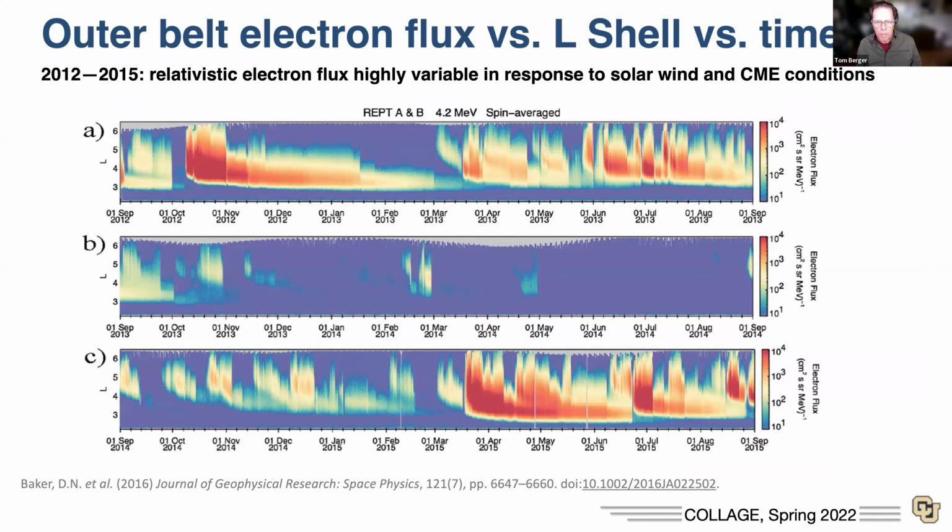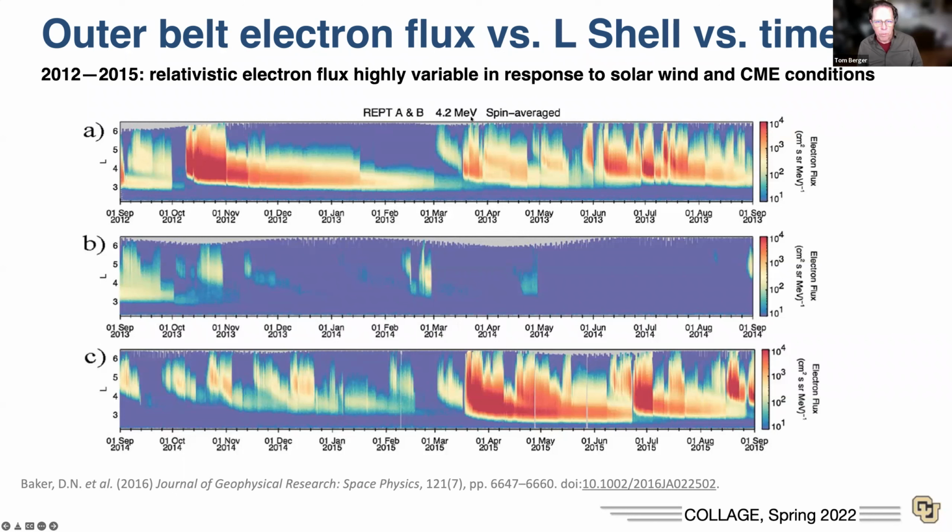So here's one of these complicated plots. This is on the y-axis, the L shell. So think of this as sort of distance away from the Earth along the equator, or in the polar regions, coming down into the polar regions. And along the x-axis is the date from 2012 until 2015. So 3 years of electron flux data.